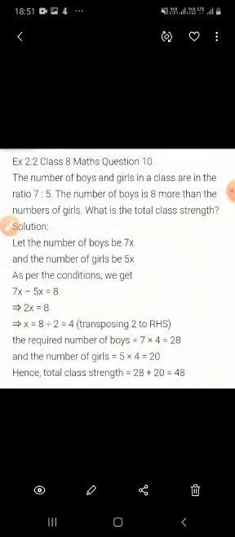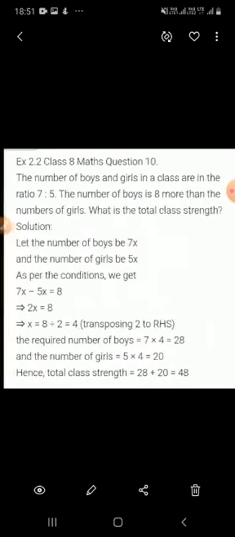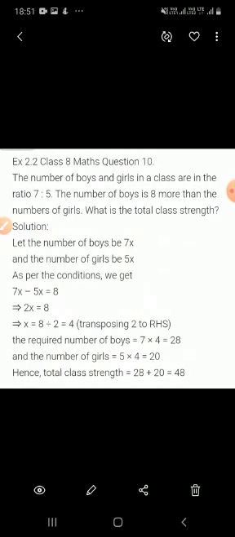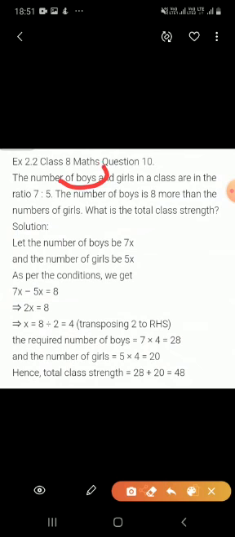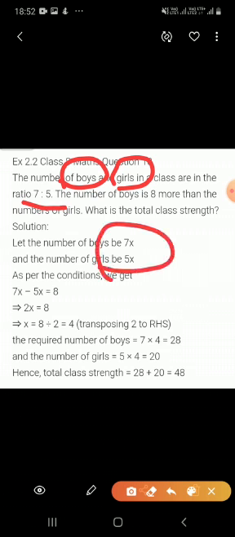Question number 10. Here also it is given in ratio form. The number of boys and girls are in the ratio 7:5. First it is given for boys, so we will take boys as 7x, and then it is given for girls, so we will take girls as 5x. So the number of boys and girls we have assumed as 7x and 5x.